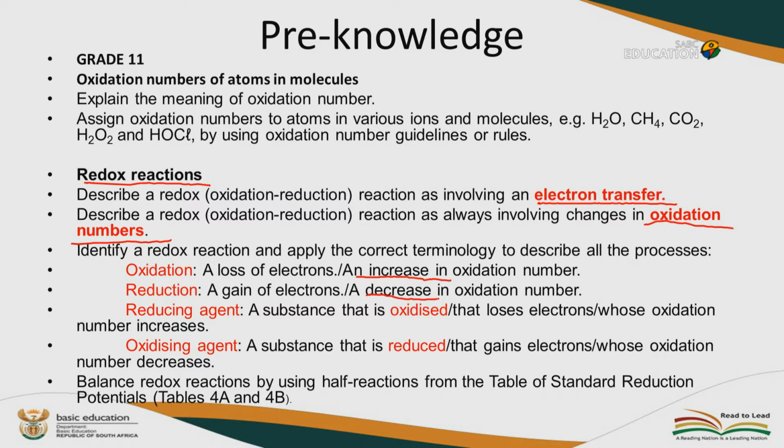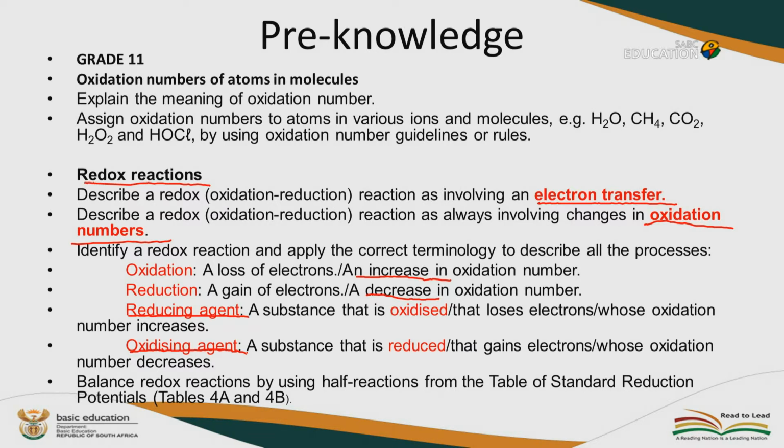We are going to look at what we mean by oxidation number increasing, and what we mean by oxidation number decreasing. Then we have the agents. We have a reducing agent and an oxidizing agent. What are these agents? Oxidation reaction and reduction reaction are processes. Those processes are being undergone by the agents.